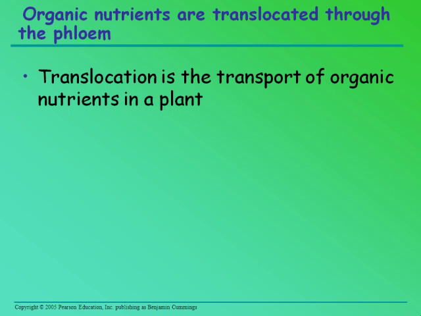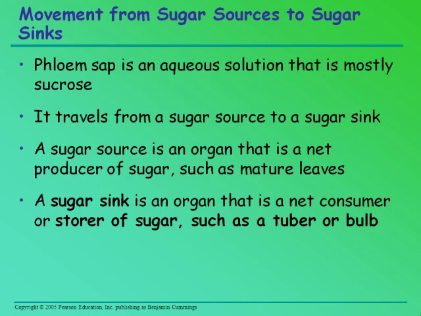translocation is the transport of organic nutrients in a plant. Organic nutrients travel through the phloem, from a sugar source, where photosynthesis is, to sugar sinks, where the sugar is needed for growth. Phloem sap is an aqueous solution that is mostly sucrose. It travels from where it's made to where it's utilized, sugar source to sugar sink.